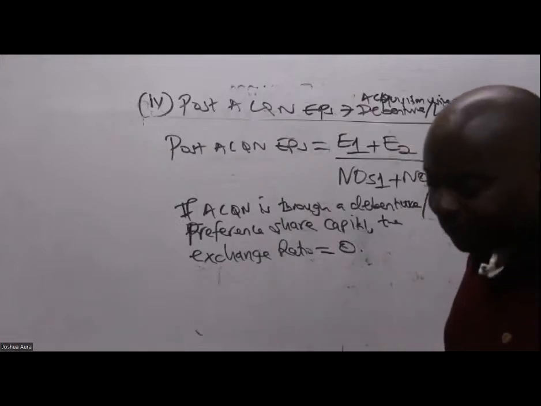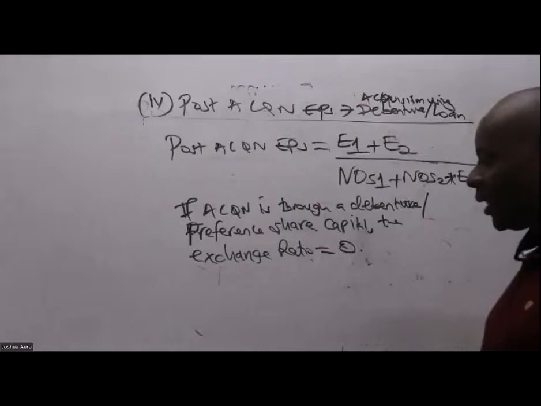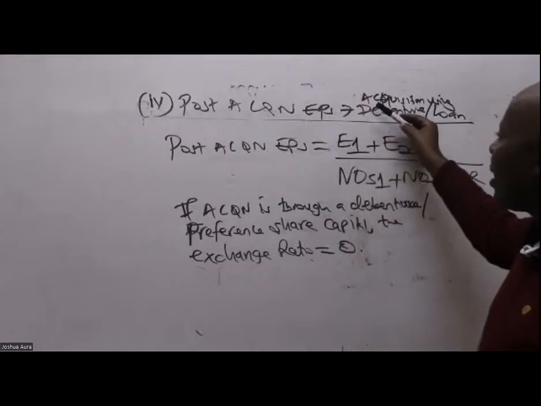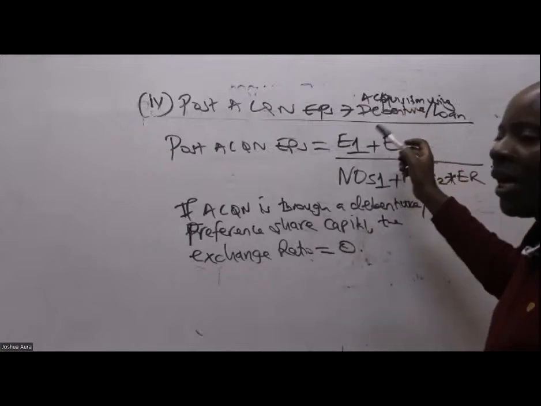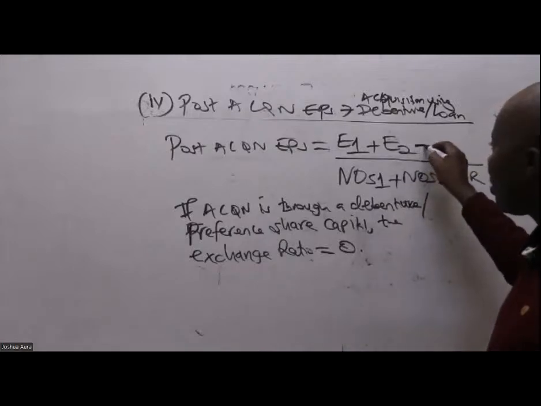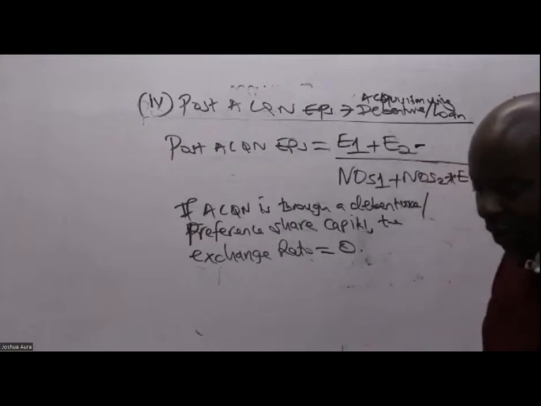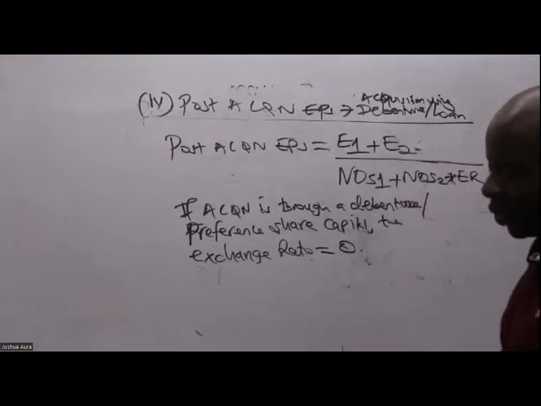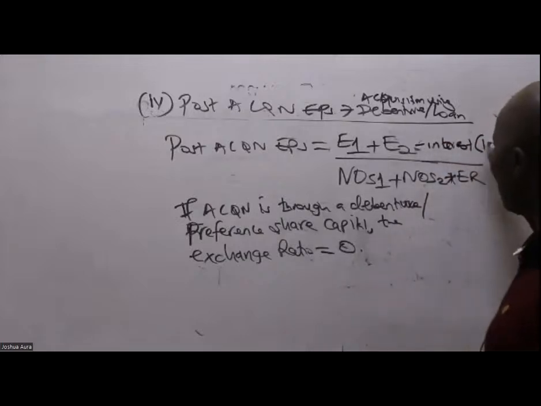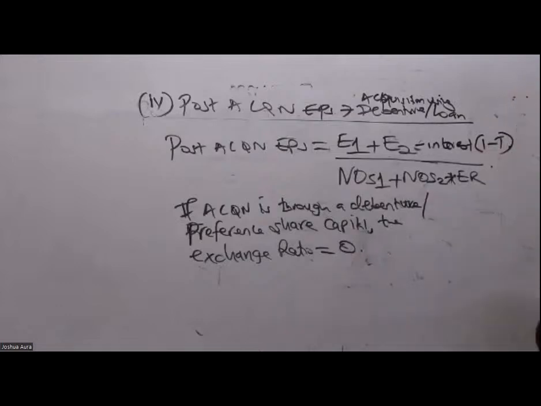Very important there. Now, ladies and gentlemen, please listen to me very well. When we acquire a target company using a loan, we introduce a very important expense. This expense is called interest, which will reduce this. So minus interest, very important. If it's debenture, minus interest, and of course this interest must be after tax, because interest is a tax allowable expenditure.